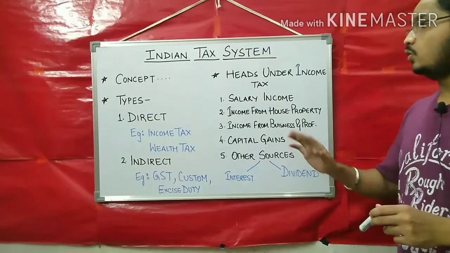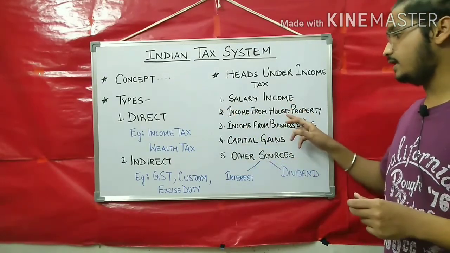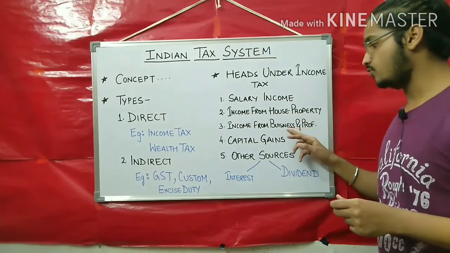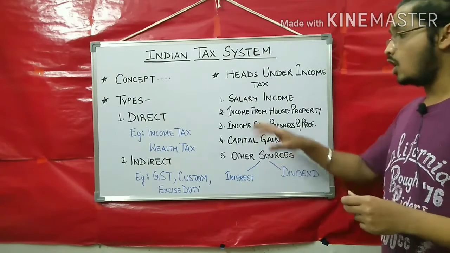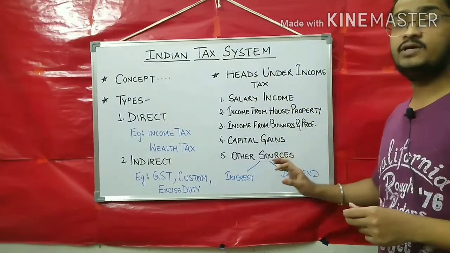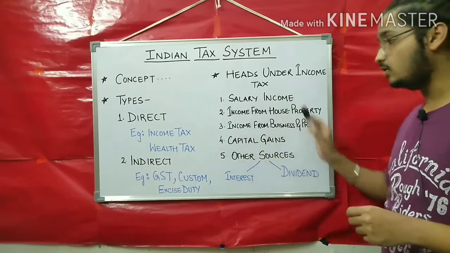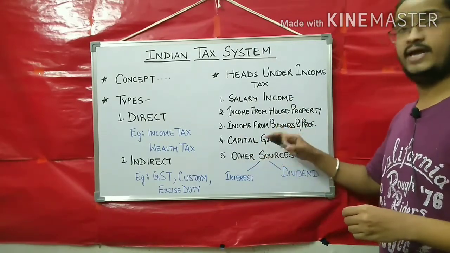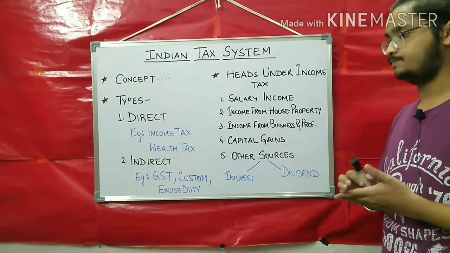So in this we have 5 main heads, that is salary income, income from house property, income from business and profession, capital gain and other sources. If the income is generated from all the 5 heads, or from any of the 5 heads, or any 2 or any 3, the tax is imposed and you need to pay the taxes.